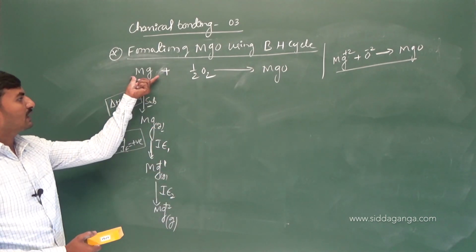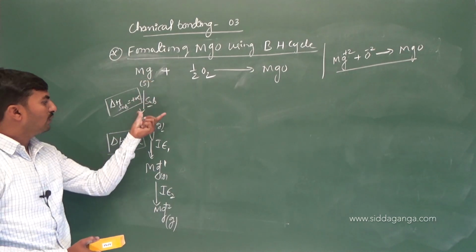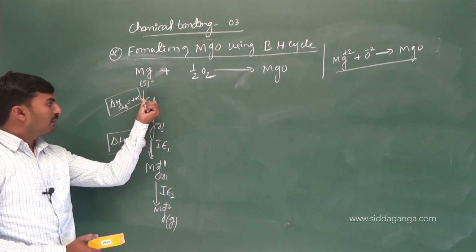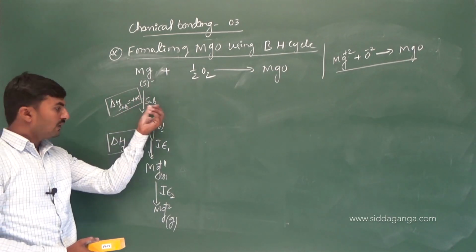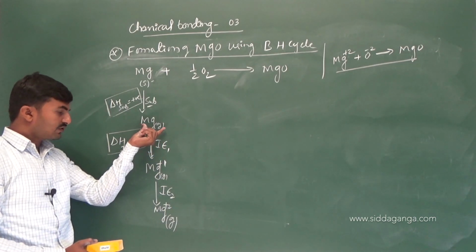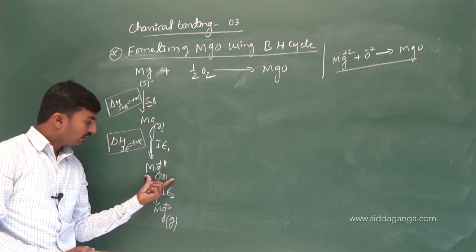First we have to convert that solid state magnesium element into a gaseous atom by the process of sublimation, by applying an amount of energy. That is why its delta H is positive. Followed by that, from this gaseous atom we have to convert it into a gaseous cation.